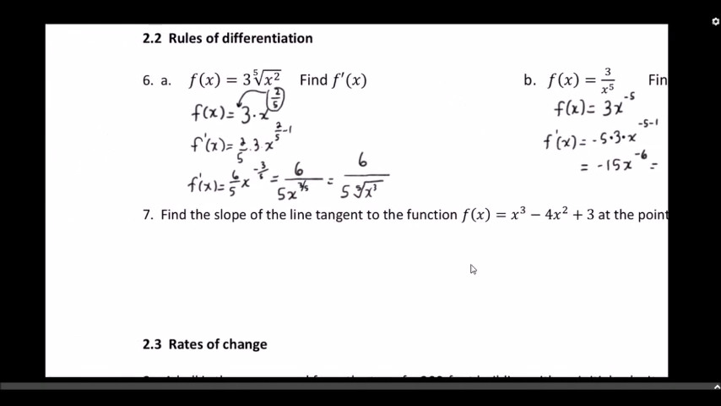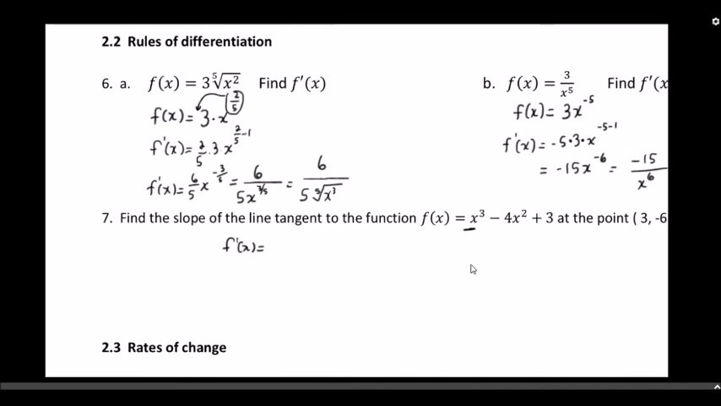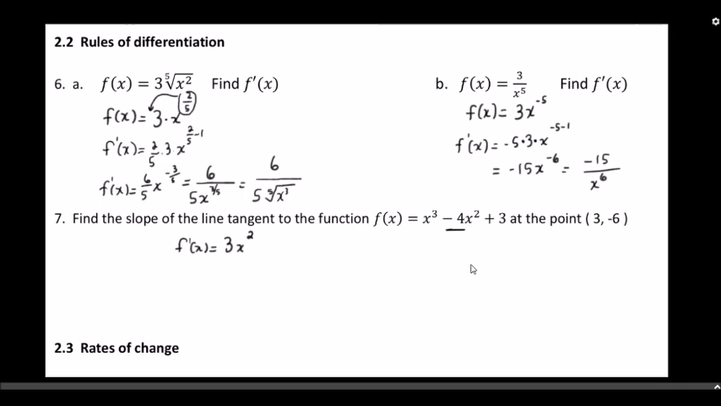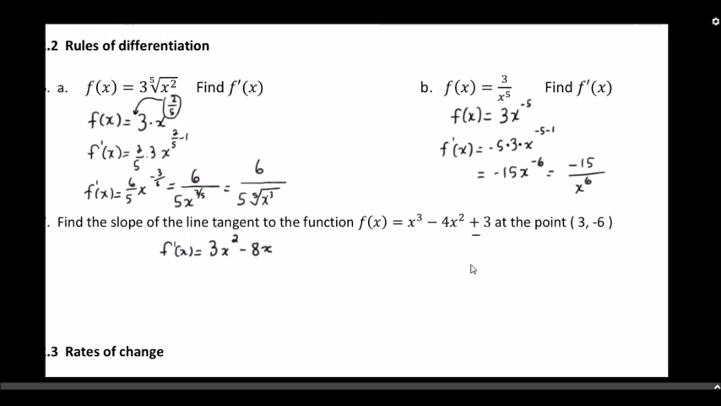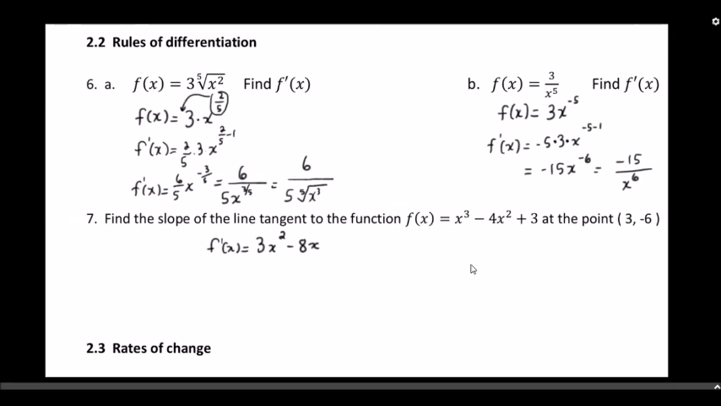So f prime of x, we could start with the derivative of x to the third, which is 3x squared. And then next move to the derivative of negative 4x squared, which is going to be negative 8x. And then the derivative of 3, this is the constant rule, or taking the derivative of a constant is always 0. So you don't need to put a plus 0 at the end because it doesn't affect the value. So the derivative of f is 3x squared minus 8x.